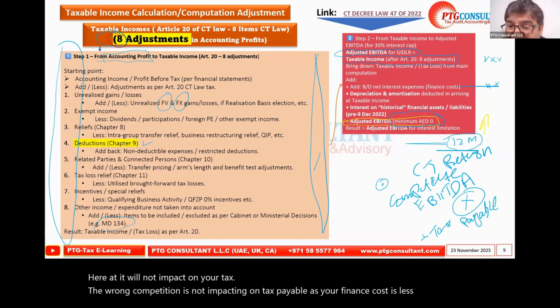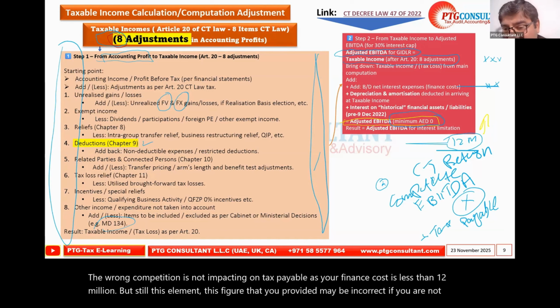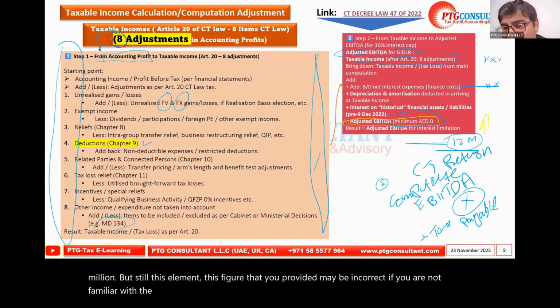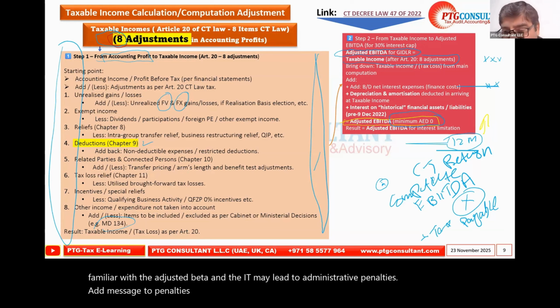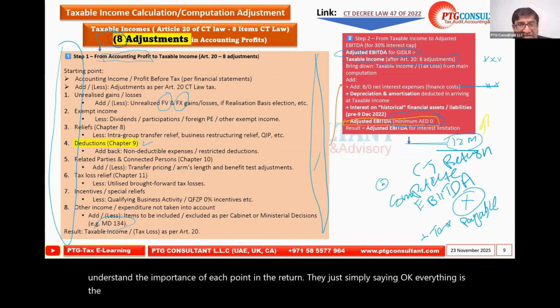But still, the figure that you provided may be incorrect if you are not familiar with the adjusted EBITDA, and it may lead to administrative penalties. Administrative penalties, because the figure in the return is incorrect, and mostly people do not understand the importance of each point in the return. They just simply say, okay, everything is the same. Anyhow, I hope this point is clarified.